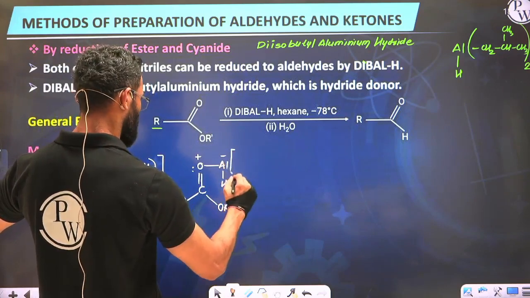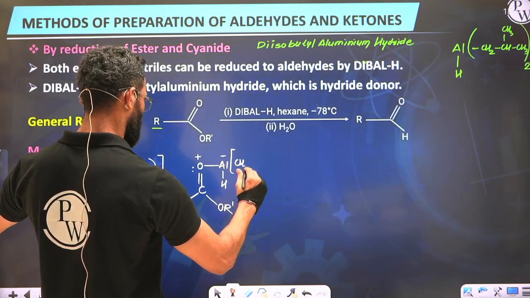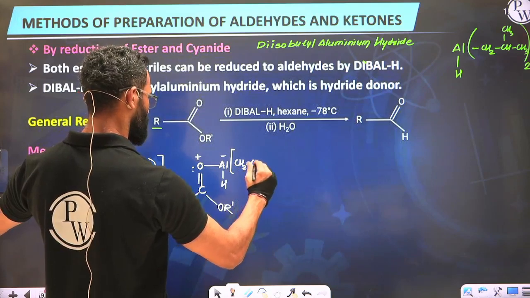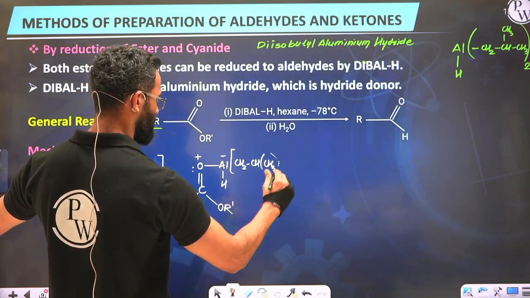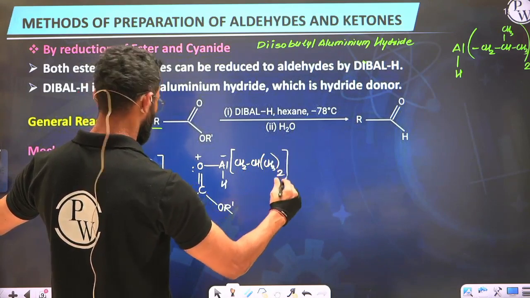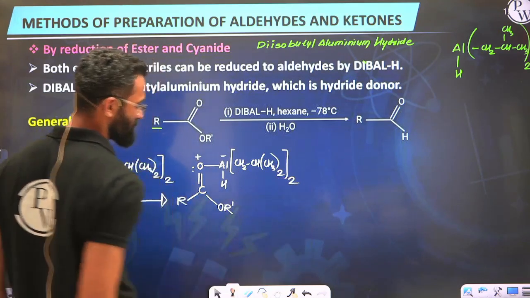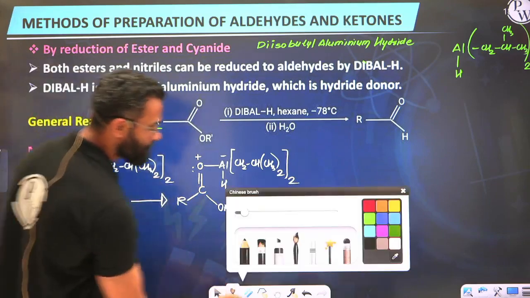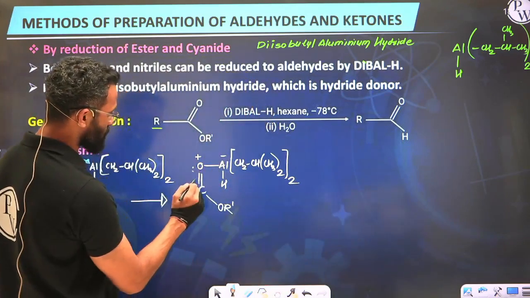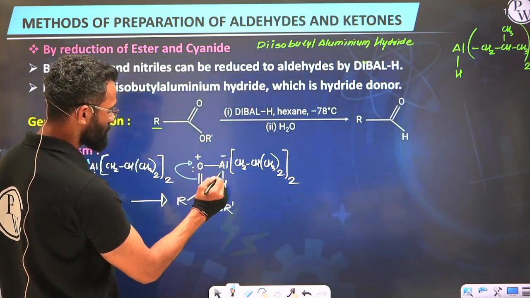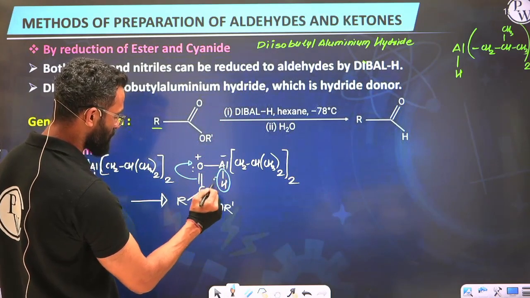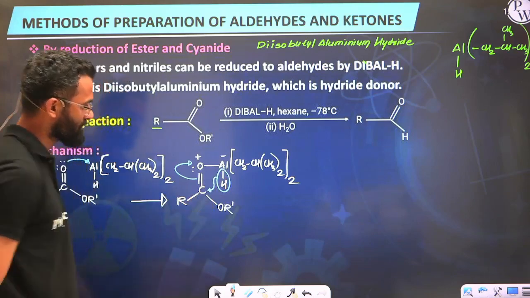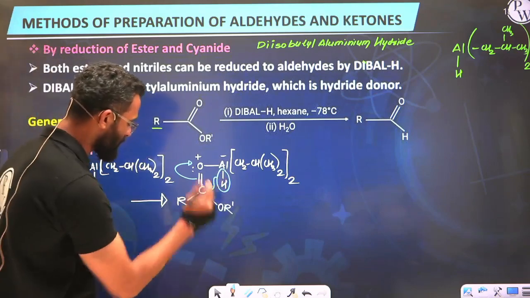This is further connected to CH2, CH, CH3 twice. This whole present 2 more times, right? Now what happens? In order to neutralize the positive charge, let's say this bond shifts here. So aluminium, which is anionic, will donate its hydride, which being nucleophilic will attack at the deficient carbon. So see, attack of hydride took place.